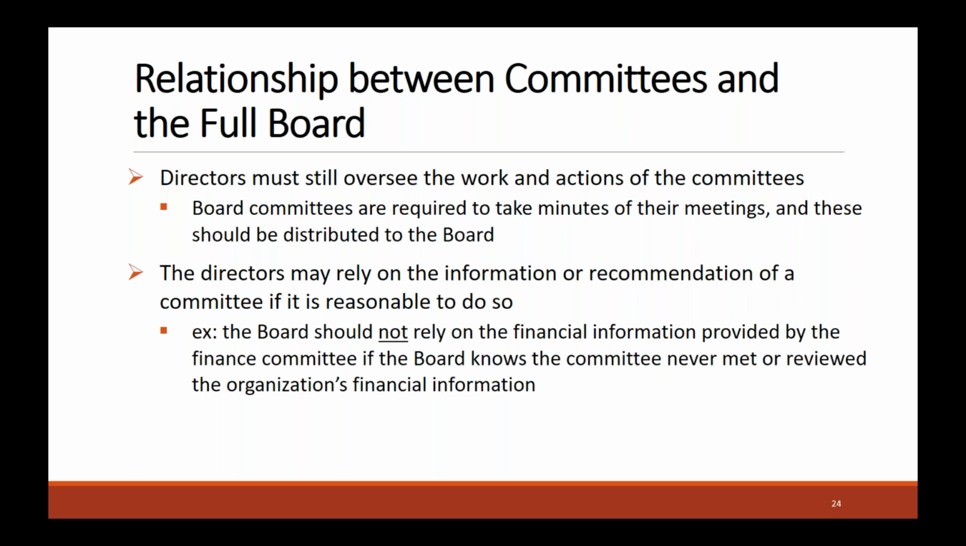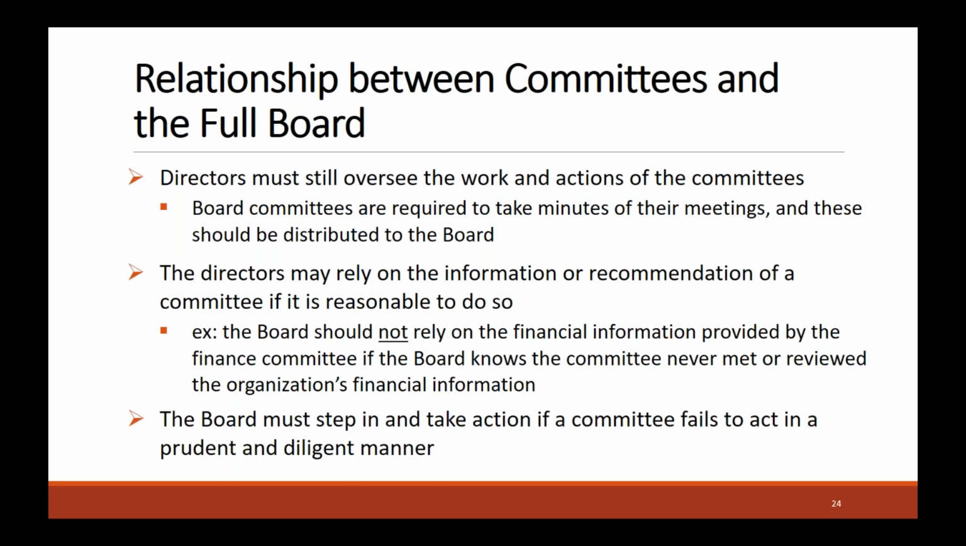But the key word here is reasonable. So the board should not, for example, rely on the financial information provided by their finance committee if it knows that the committee never met or never reviewed the organization's financial information. So if there are any signals that the committee is not operating in a way that's diligent and that they're meeting and discussing issues, then it wouldn't be reasonable to rely on the committee's recommendations or information. The board must step in these cases if a committee fails to act in a prudent and diligent manner. But outside of that, the board and the committees can work together, and the full board can rely on the information provided by the committee.